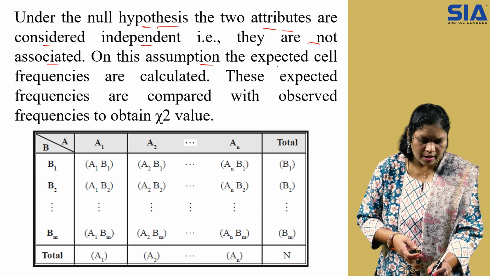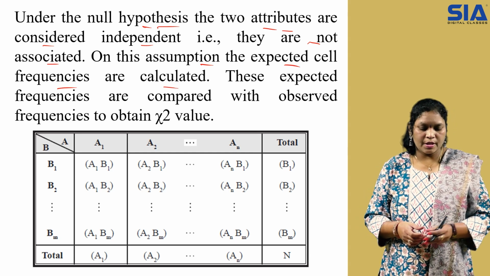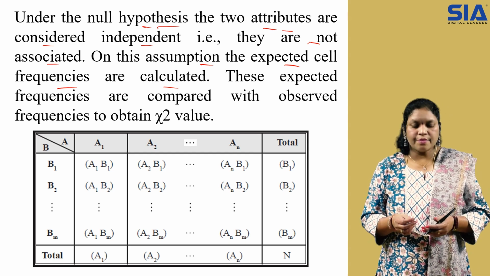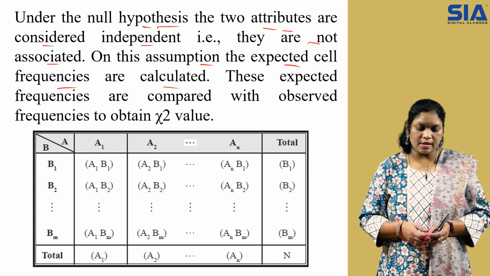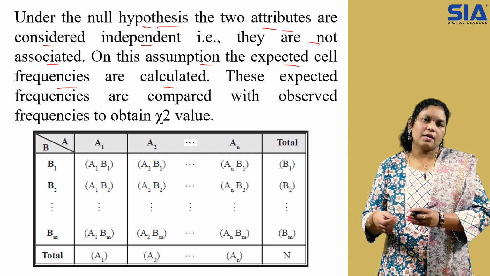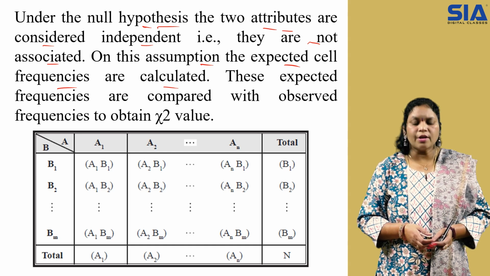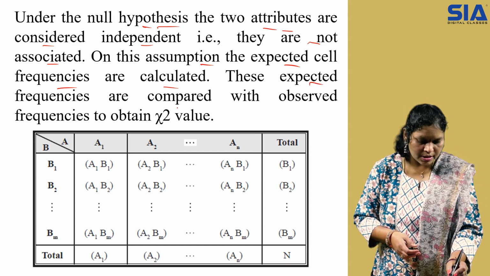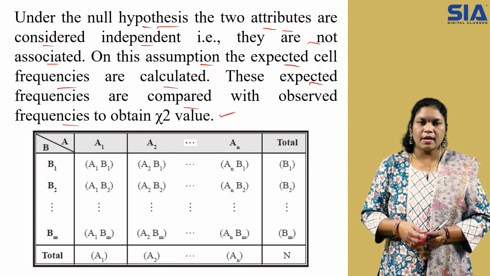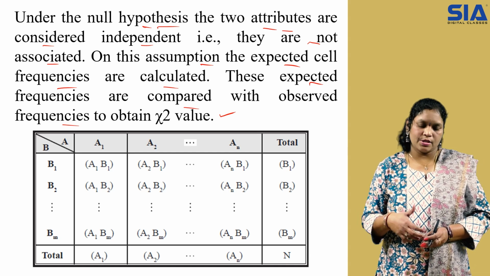Now, on this assumption, the expected cell frequencies are calculated. Whenever we consider the chi-square test of independence, we'll have observed frequencies and then expected frequencies. Expected frequencies will be calculated for the different cells. For the observed data we'll get the expected frequencies. These expected frequencies are compared with observed frequencies to obtain the chi-square value. So we'll utilize the observed data to get the expected frequencies, and using that we'll get a chi-square value.